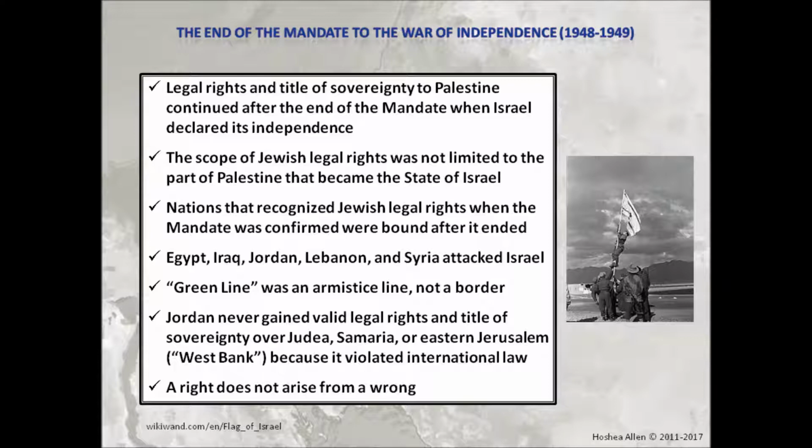Why not? Because Jordan violated international law in attacking Israel in the first place. And Egypt never had legal sovereignty over Gaza, even though it actually never claimed it had legal sovereignty, but for the same reason. And Syria never had legal sovereignty either over the Golan Heights, again for the same reason. And all of this just demonstrates one important principle: a right does not arise from a wrong.